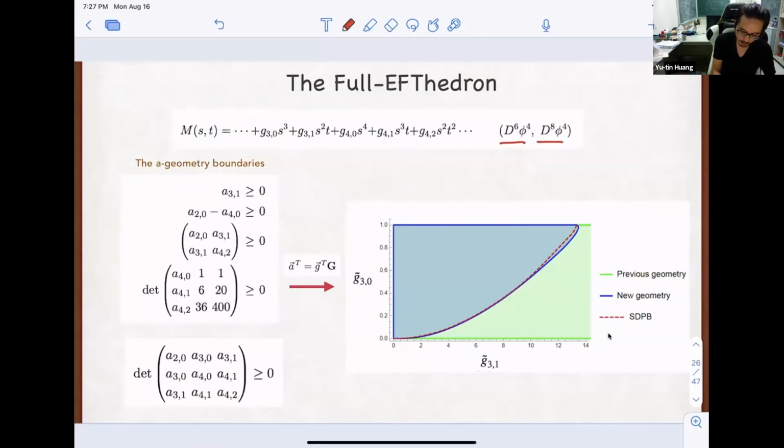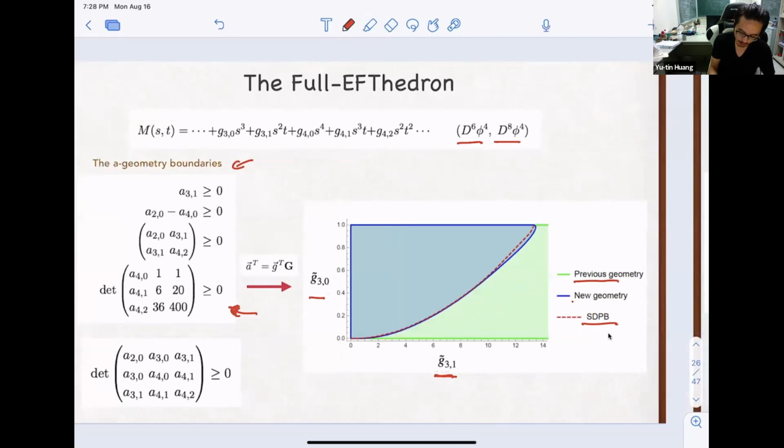Again, we just write down all the possible boundaries associated with the A geometry. Then we write them down, and then you do a GL rotation back to the S channel geometry. And this is the space that you carve out. So there are three different plots here. The blue region is what is defined by these conditions. You can also carve out this space using semi-definite programming, SDP. This is from the previous EFThedron paper, where we gave a set of boundaries there. And you can see that the new set of boundaries is almost the same as the SDP results. And the new set of boundaries is just this.